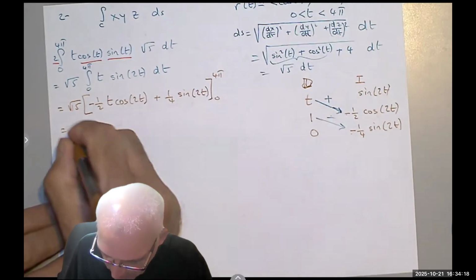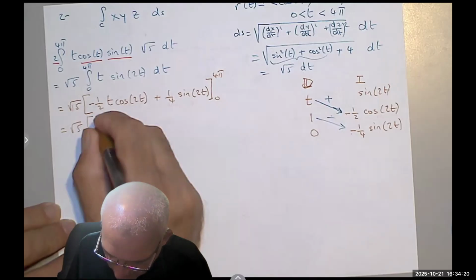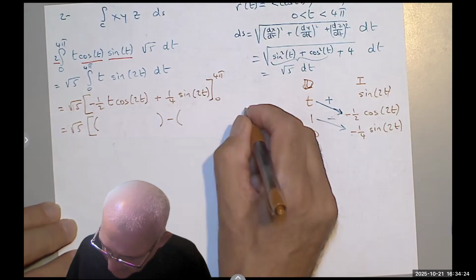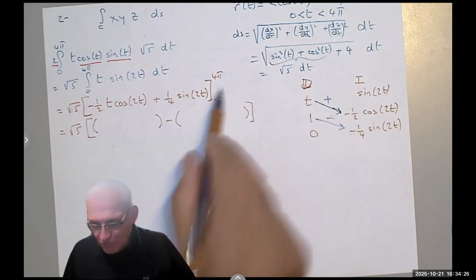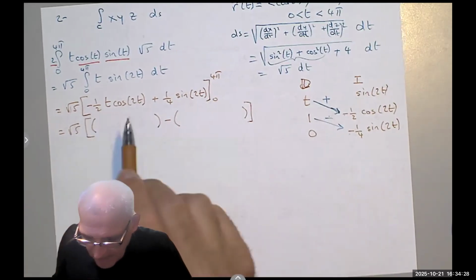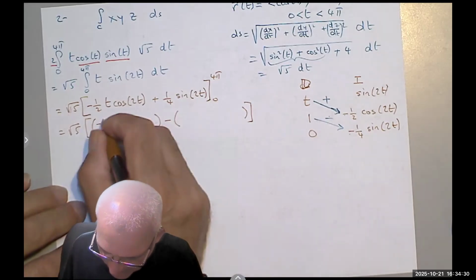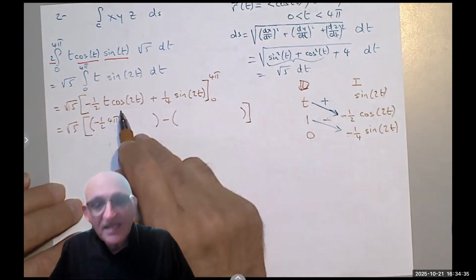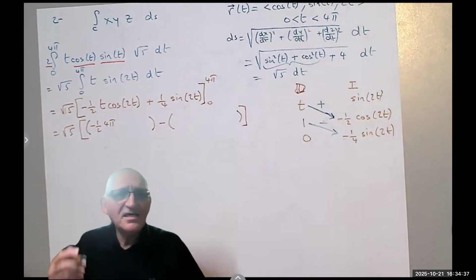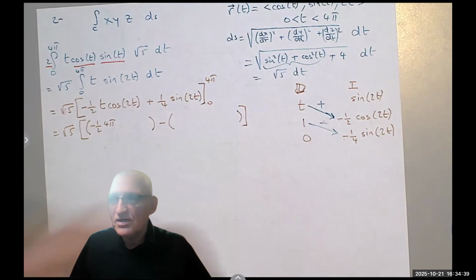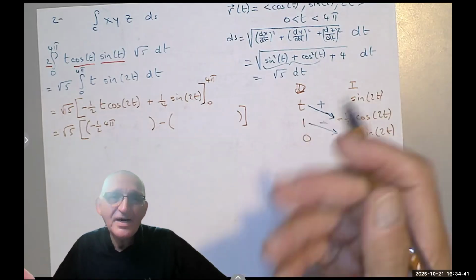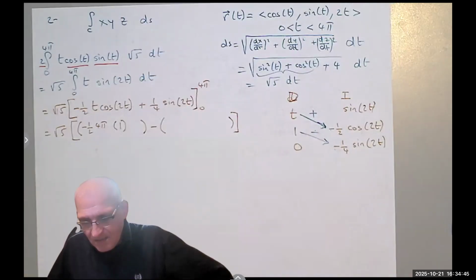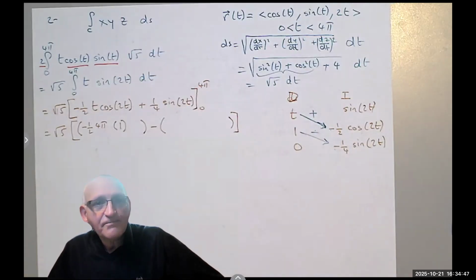So root 5, and then I would open two pairs of parentheses with a negative sign between them. I substitute with 4 pi. Okay, I get negative 1/2 times 4 pi times cosine of 8 pi. Any cosine of 2 pi or multiple of 2 pi is 1, right? So cosine 8 pi would be 1.